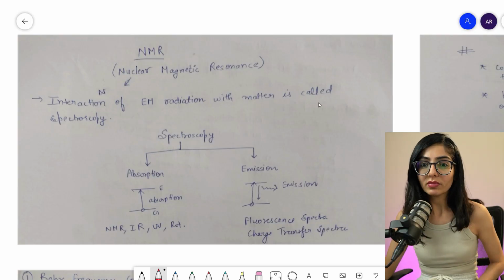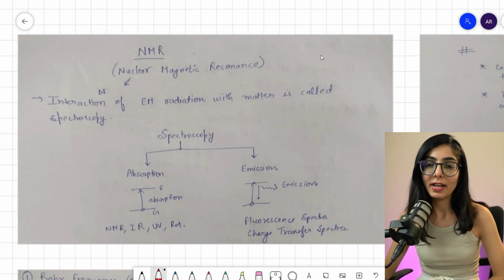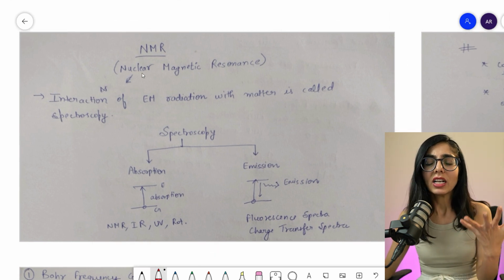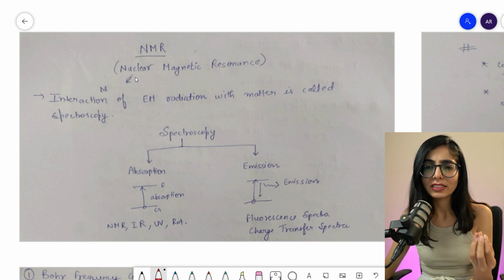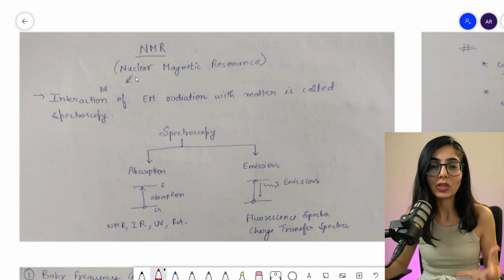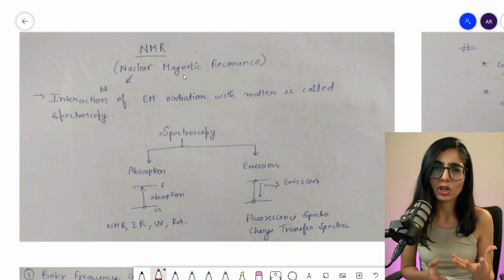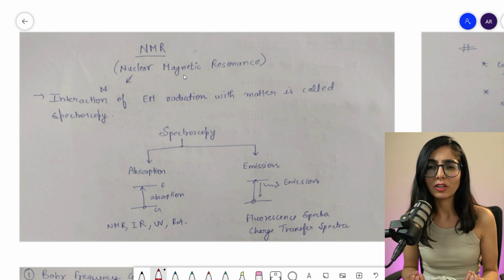I think we should start, and we should learn the very basics in a very exciting way. So first I'll just pay attention over the screen over here. Yeah, so this is NMR. NMR means nuclear magnetic resonance. So nuclear magnetic resonance, just break this definition into very small parts. Nuclear means nucleus, which means protons and neutrons. And if I talk about magnetic, it means magnet. So you must be thinking that we are talking about nucleus, then what is the meaning of magnet over here?